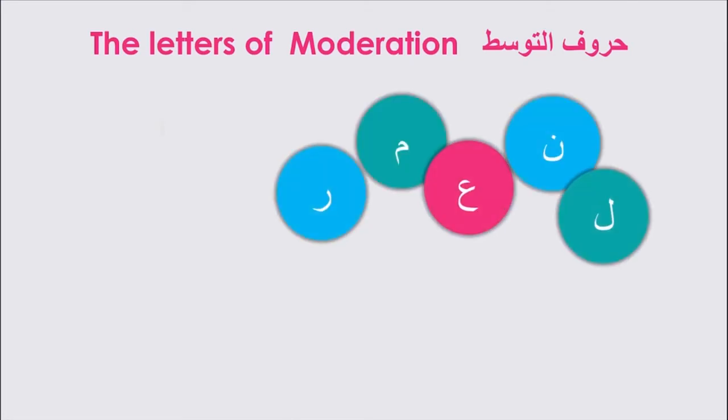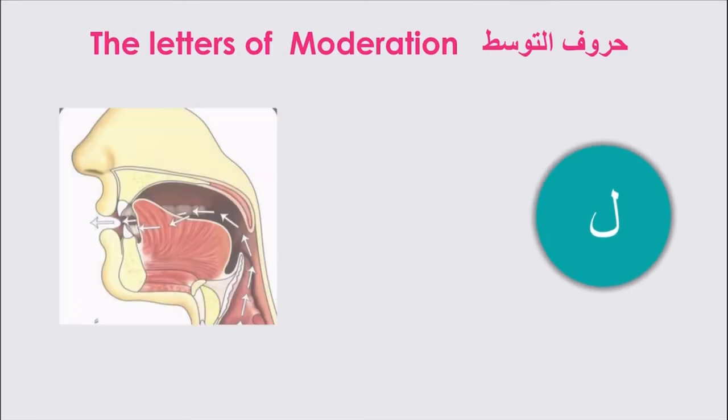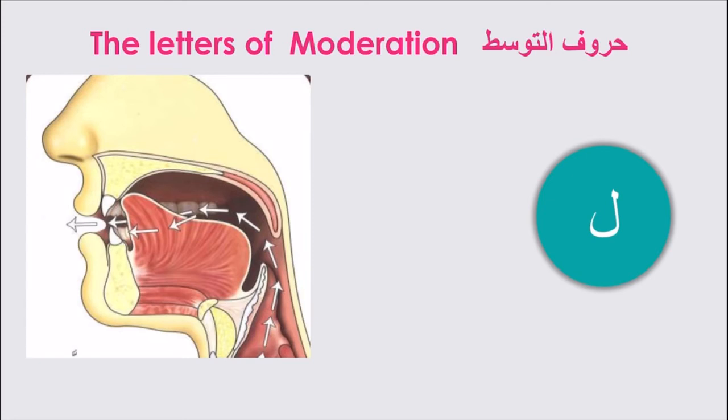حروف التوسط are لن عمر: لام, نون, عين, ميم, and راء. These five letters, and we'll understand why each letter is called حروف التوسط. Let's start with the letter lam. The reason it is considered from حروف التوسط, or in between, is that the tongue is elevated to touch this part of the gums, and part of the sound is kept here, and the other part escapes from both sides of the tongue, left and right. So this is the tawassut for lam.